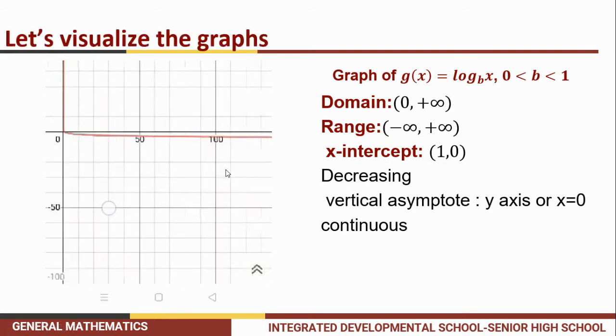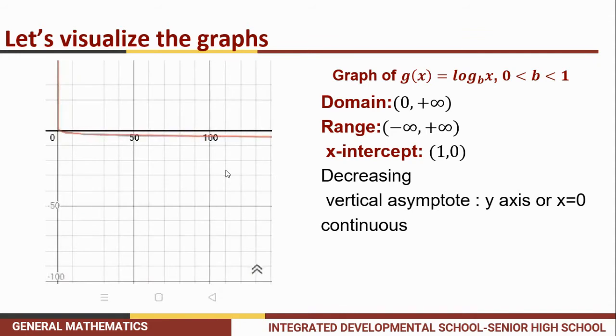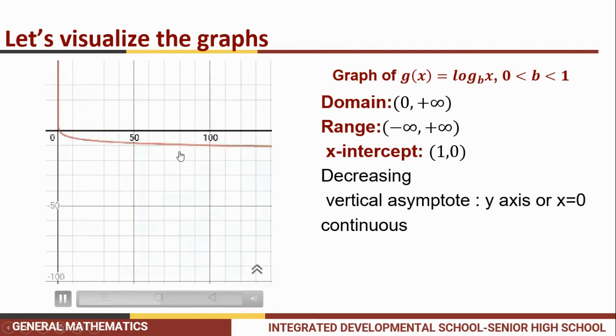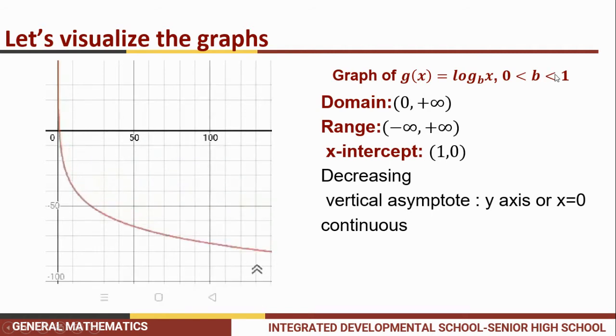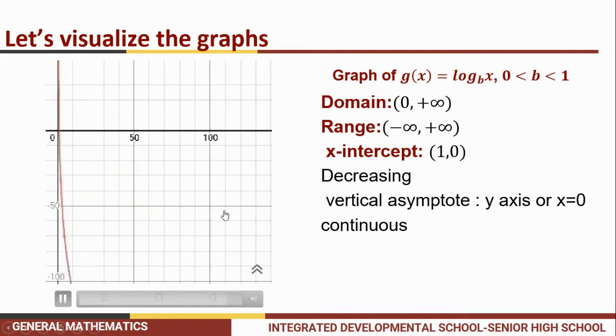Now let's visualize what happens when b is closer to 0 and when it is closer to 1. So this is the case when it is closer to 0. But when it is closer to 1, it moves away from the x-axis, as b becomes closer to 1. Okay?